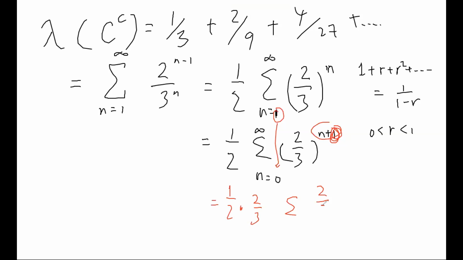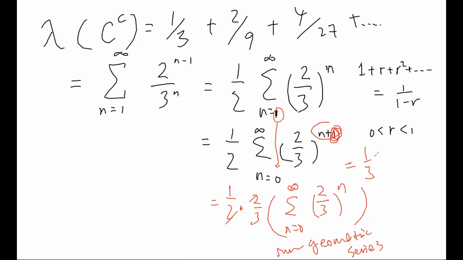So basically you have the sum of a geometric series here. So this is equal to, you cancel this, 1/3 times 1 over 1 minus 2/3, and therefore that gives you 1/3 times 3, which equals 1. So the Lebesgue measure of the complement of the Cantor set is 1.